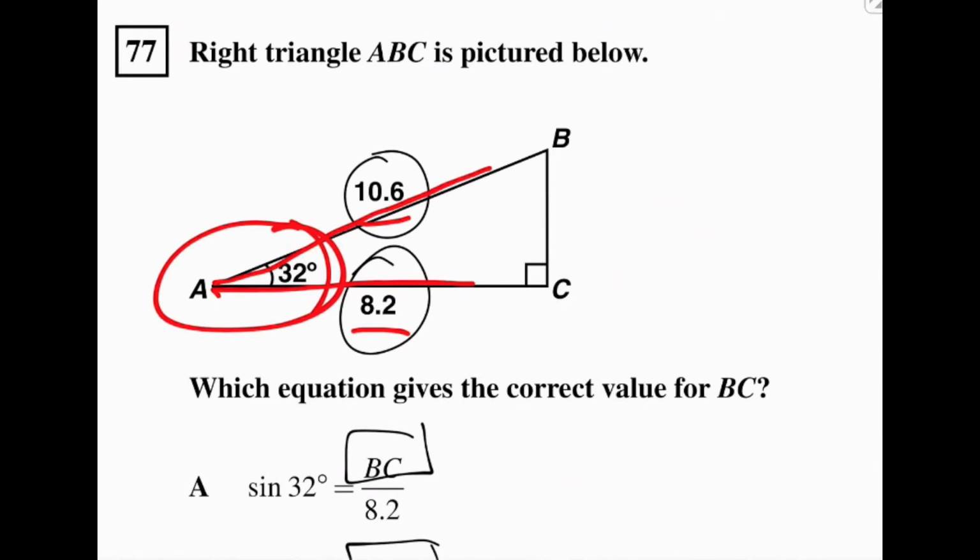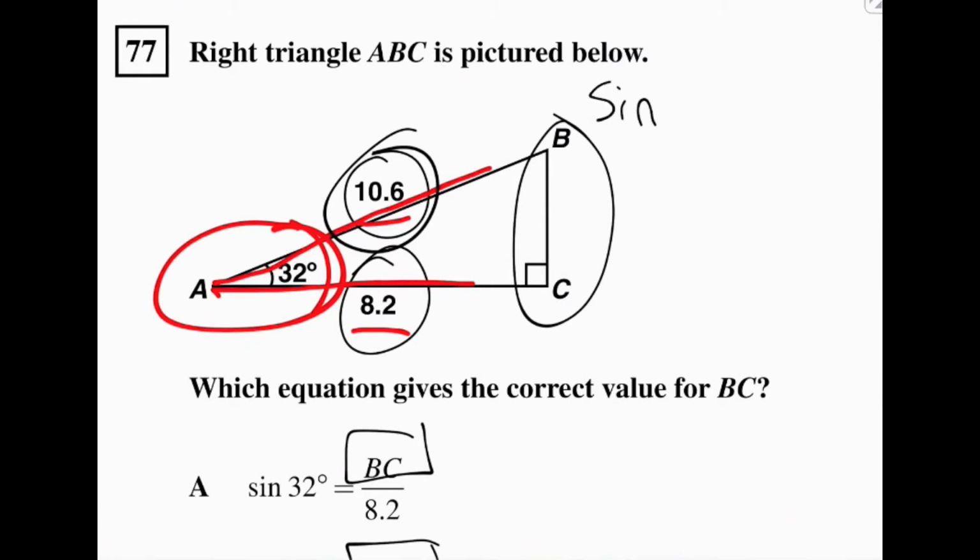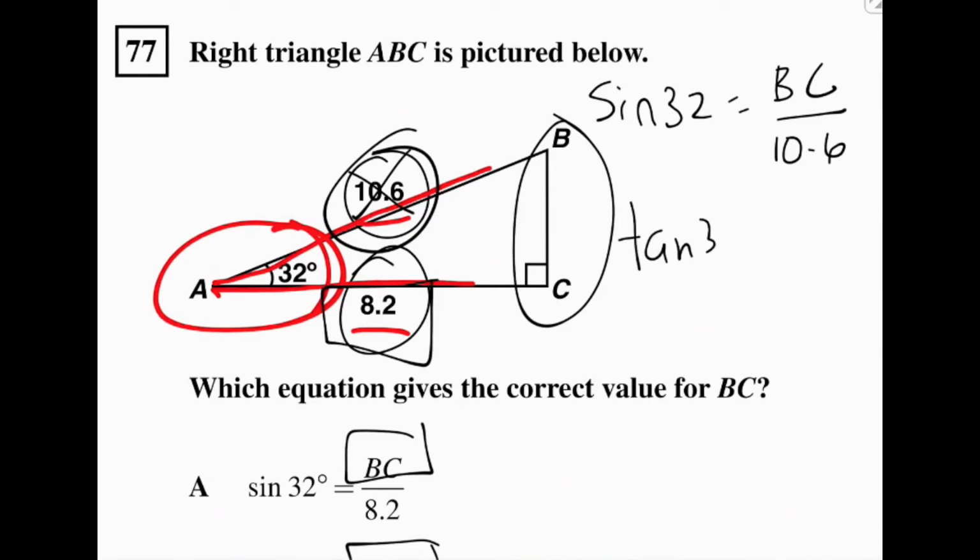So we can have a couple of things here. BC over 10.6 would be the what? Opposite over hypotenuse, which is sine. So we can say sine of 32 equals BC over 10.6. Or if we don't use 10.6 and we use 8.2, that's the opposite over adjacent. That's tangent of 32 equals BC over 8.2.